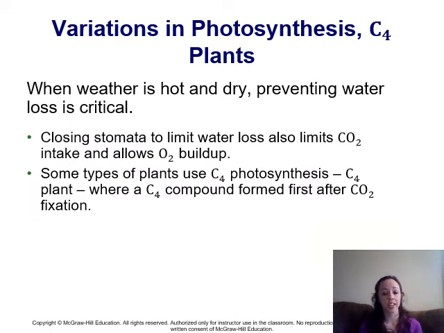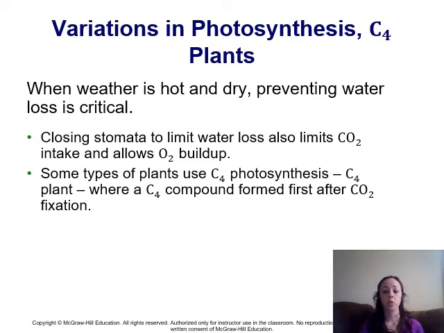So if it gets really hot and dry in an environment, C3 plants will close their stomata to help retain water so they don't wilt. However, as you can imagine, this can limit the amount of CO2 the plant receives and results in a buildup of oxygen. In these plants, that extra oxygen competes with the carbon dioxide for the RuBP molecule, and so the Calvin cycle can't be completed as much. This results in less glucose being made.